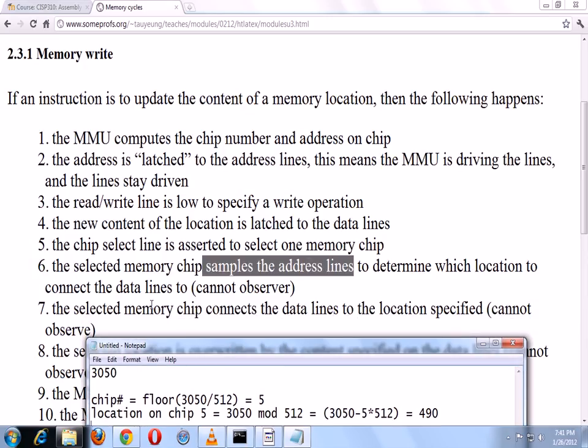And then shortly after that, the selected memory chip will also connect the data lines to the location that is specified. In other words, it will be sensing the voltages on the data lines and then use that to update the specified location on that particular chip. Okay. Now all of this stuff here takes time. There's a certain delay because of each step.